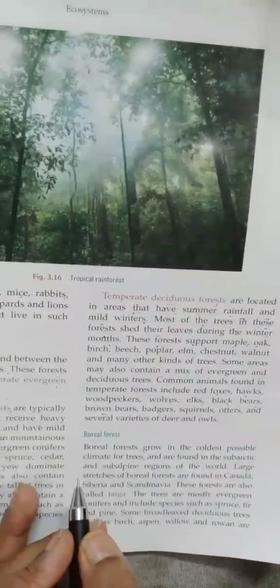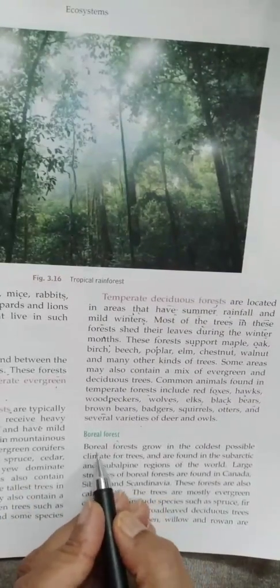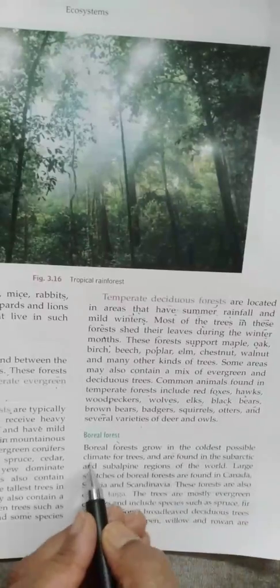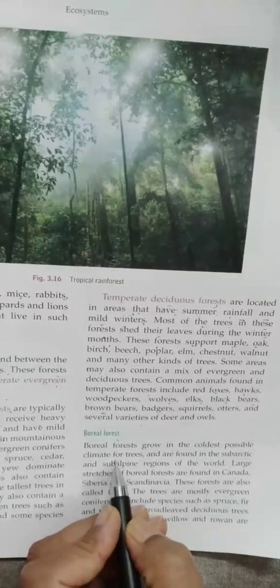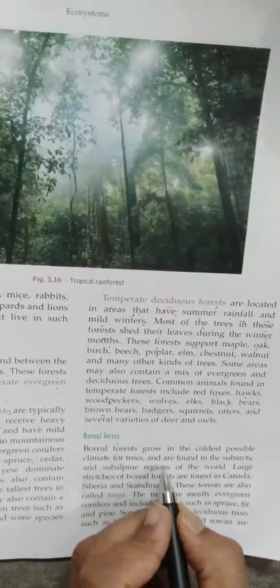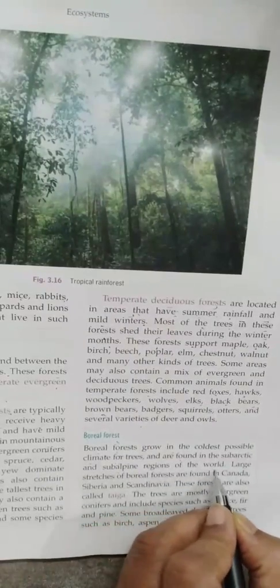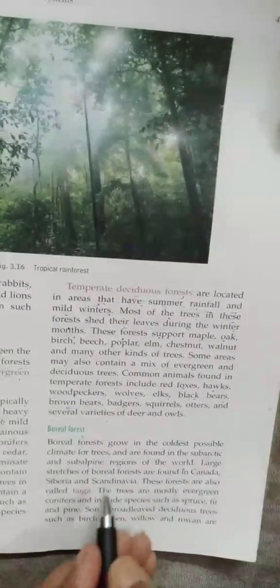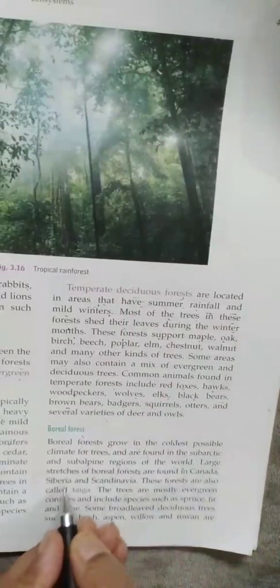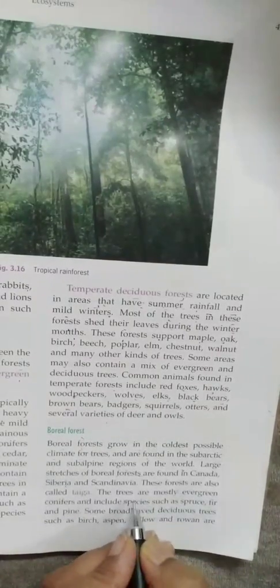Now the last category of forest is boreal forest. Boreal forests grow in the coldest possible climate. So here the climate or the temperature is very low, and so they are found in the subarctic and subalpine regions of the world. These forests are found in Canada, Siberia, and Scandinavia. These forests are also called taiga. The trees are mostly evergreen conifers.